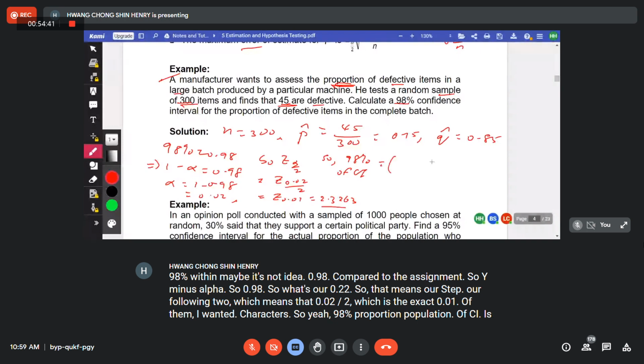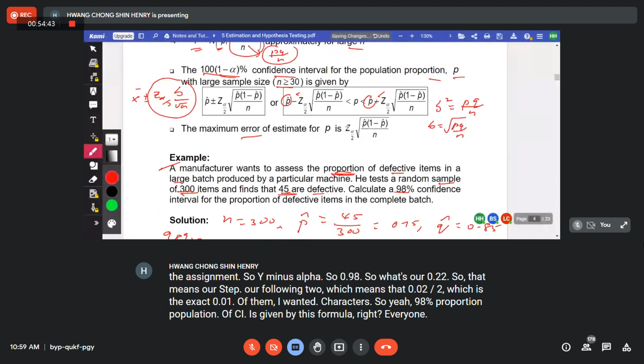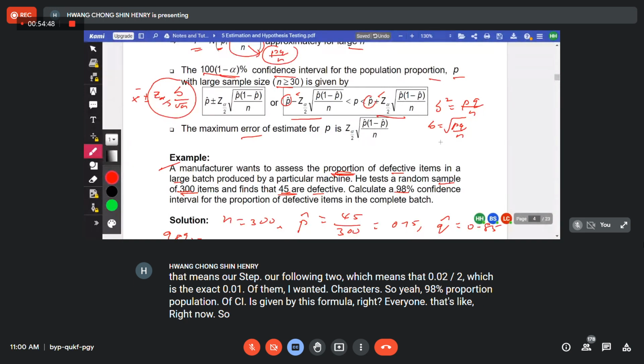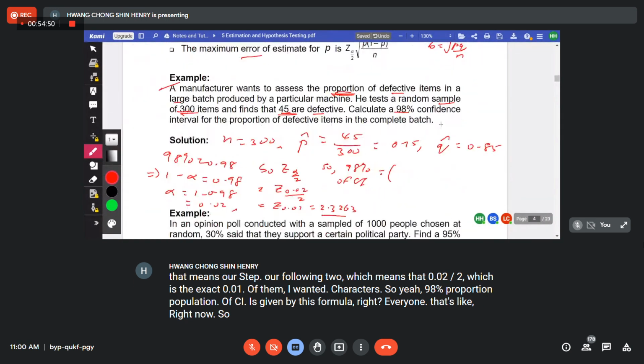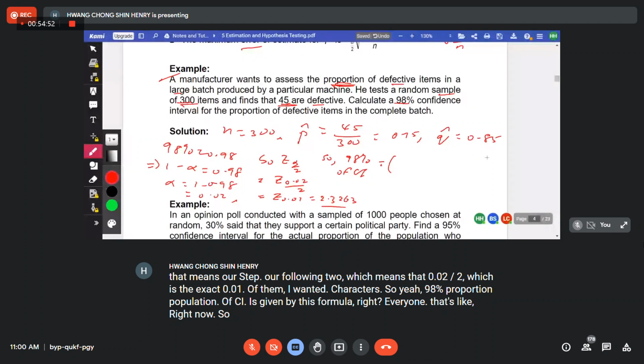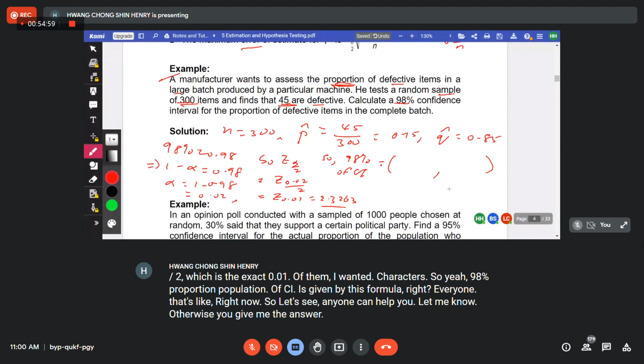So your 98% CI for the population proportion is given by this formula, right, everyone? Left hand side, right hand side, plus and minus. Let's see. Anyone need help? You let me know. Otherwise, you give me the answer, left and right.